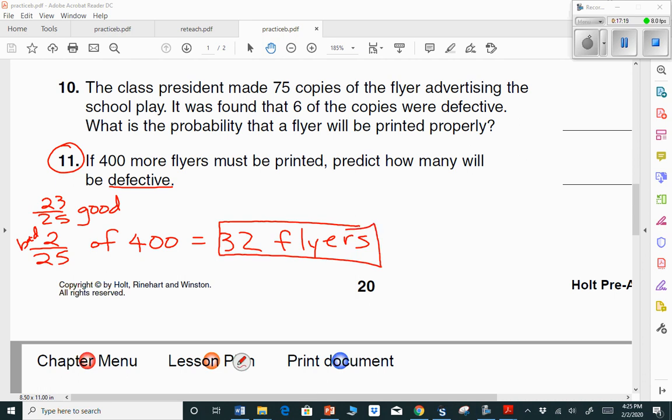Now, some of you, I'm hoping, would not need to use your calculator. How many 25s are in 400? Well, there are 16 25s in there, 4 for each 100. And 2 out of every 25, if you multiply the 2 times the 16, you'd have 32 flyers. It's okay if you use your calculator on that, but it's good if you learn how to do some of that mentally also.